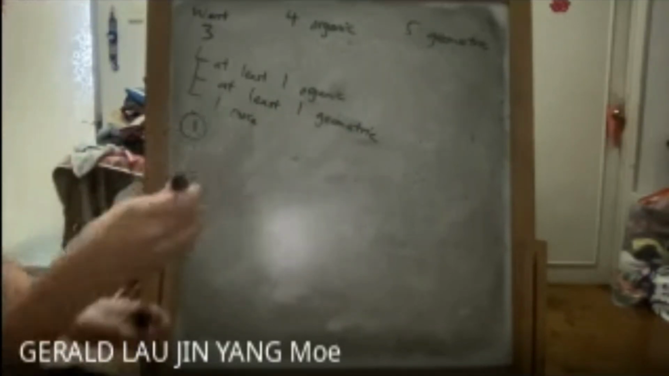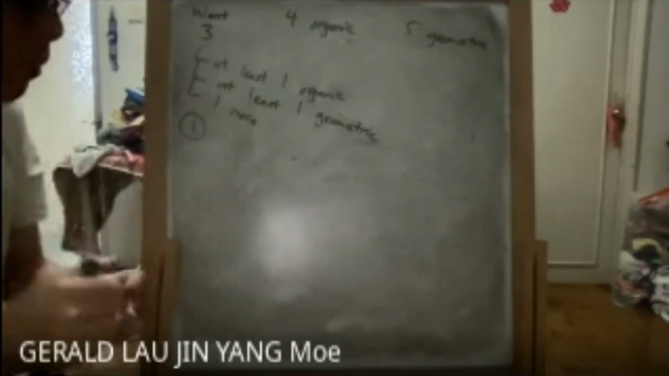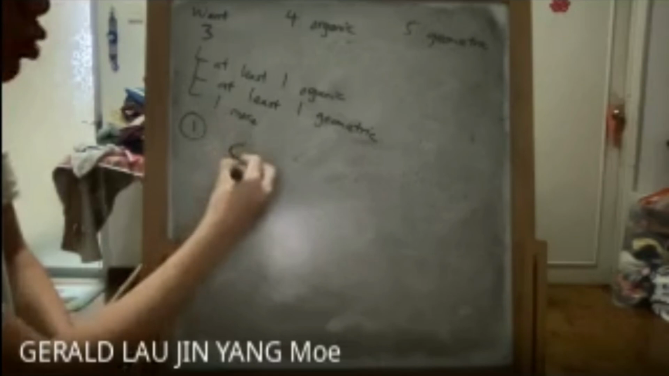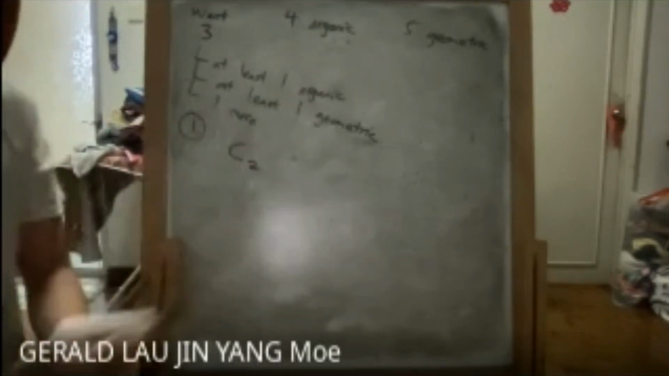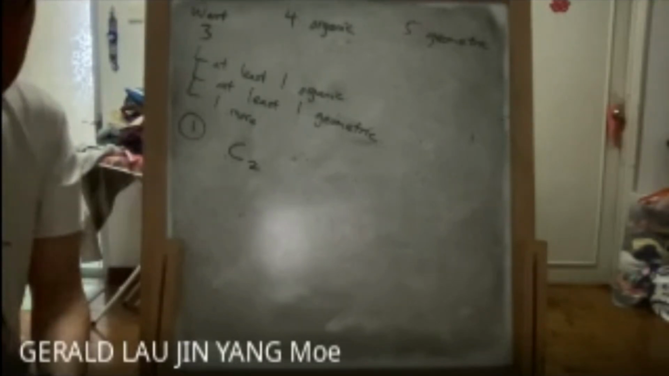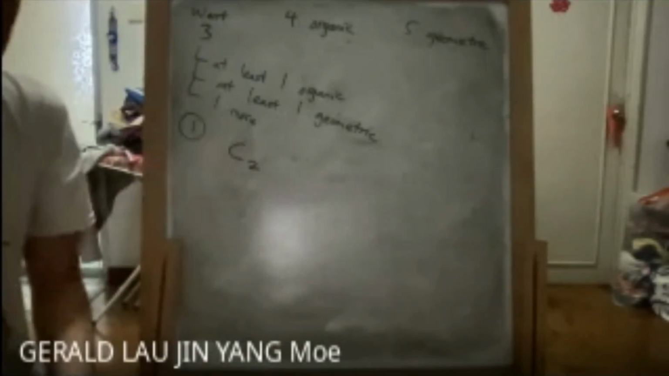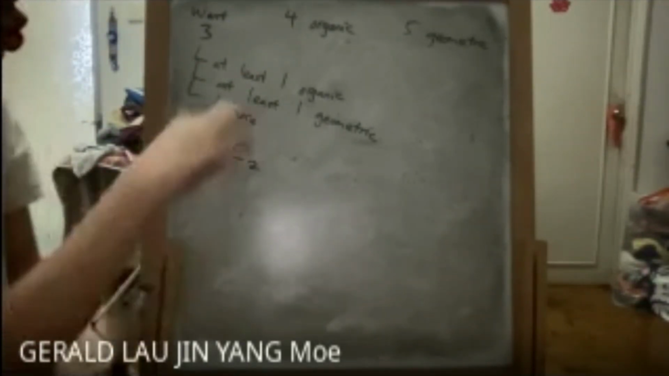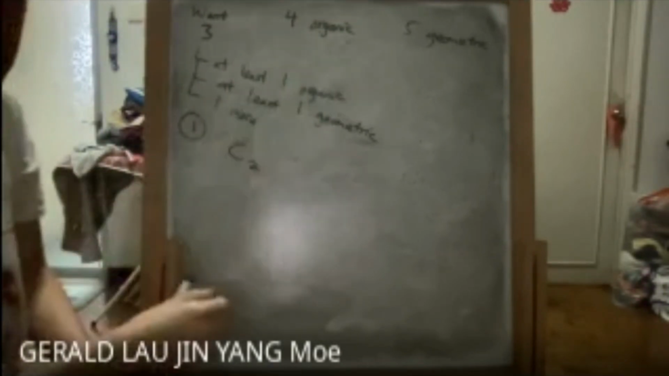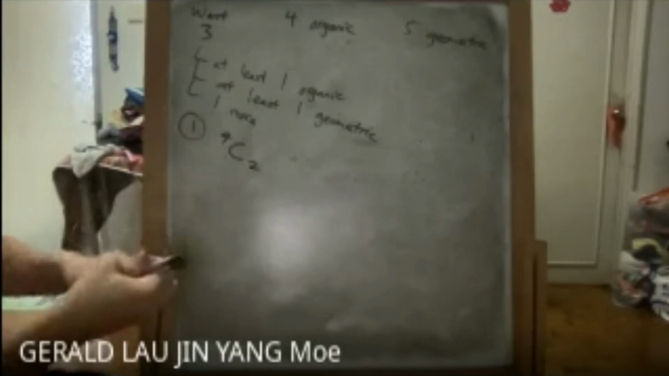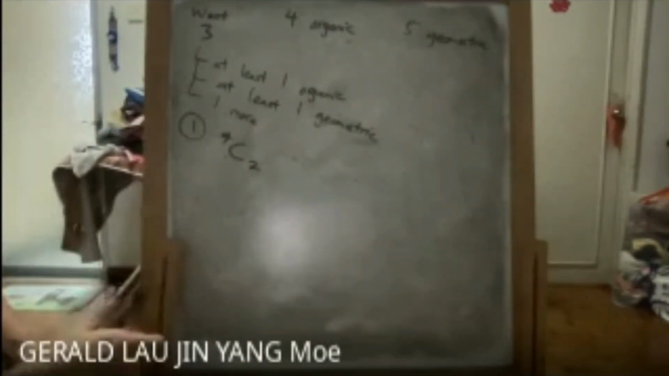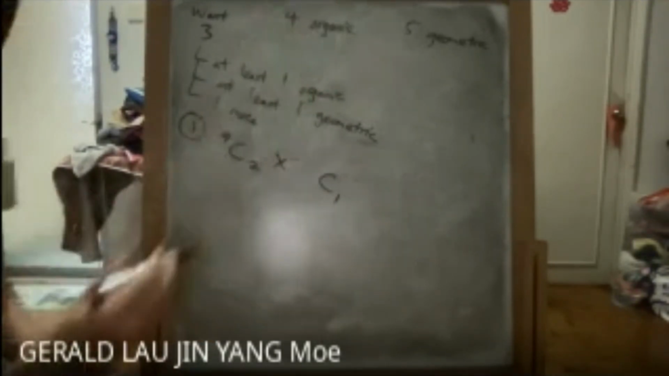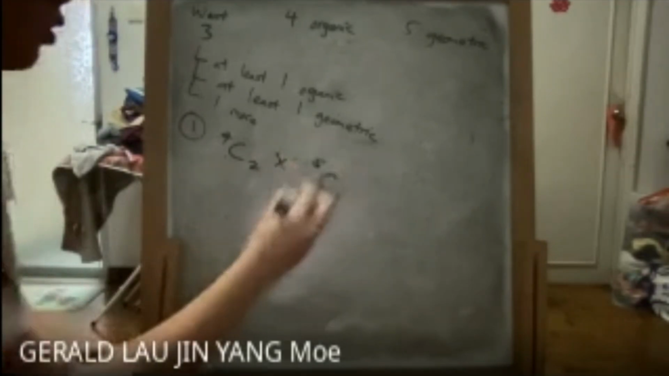So the first possibility, I go with organic first. So organic, organic, organic. Organic, you want to choose how many? You want 2 organic. How many options do you have to choose from organic? I want to choose 2 organic from how many? Yeah, 4 lah. You have 4 possibilities. Out of these 4, I want to choose 2 organic. Okay, and then you have your geometric. I want to choose 1 geometric out of 5. Good.